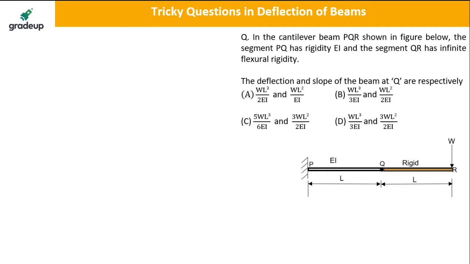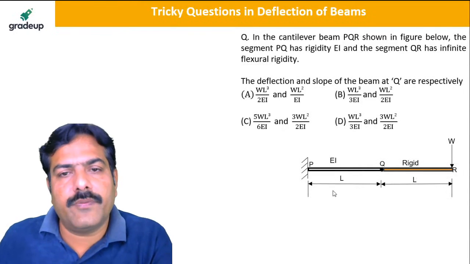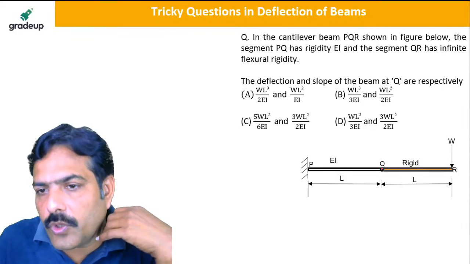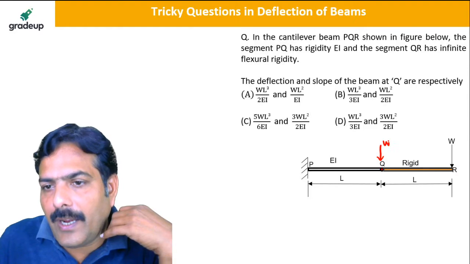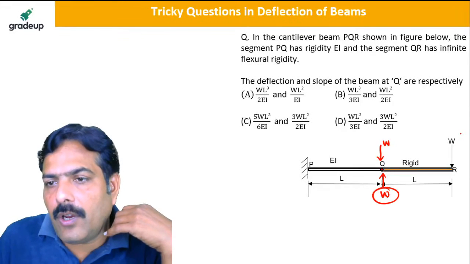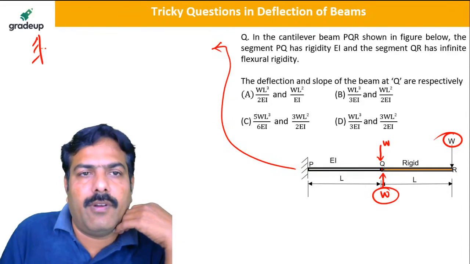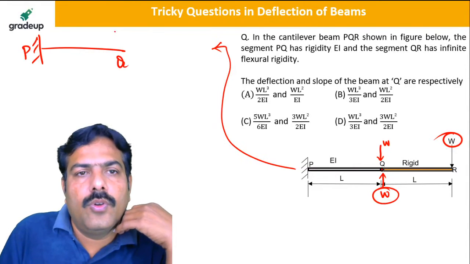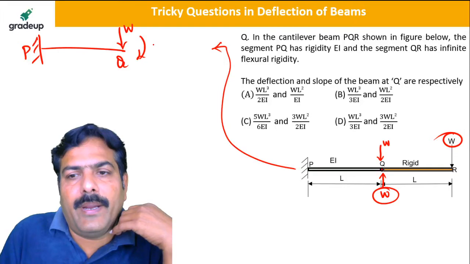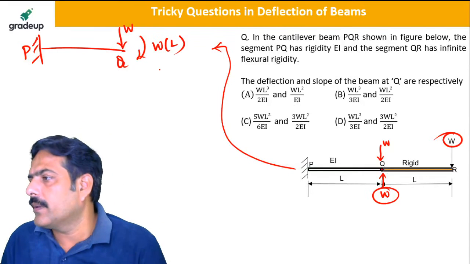Yes, my dear friends. What is the answer? So what we have to do here is we need to shift the load. We need to shift the load from this R to Q point by adding 1 W and subtracting 1 W. So this W along with this W form a couple. So this beam can also be redrawn as a cantilever beam. This is P, this is Q with end load W and a clockwise moment W into L. Is it clear now? Right.